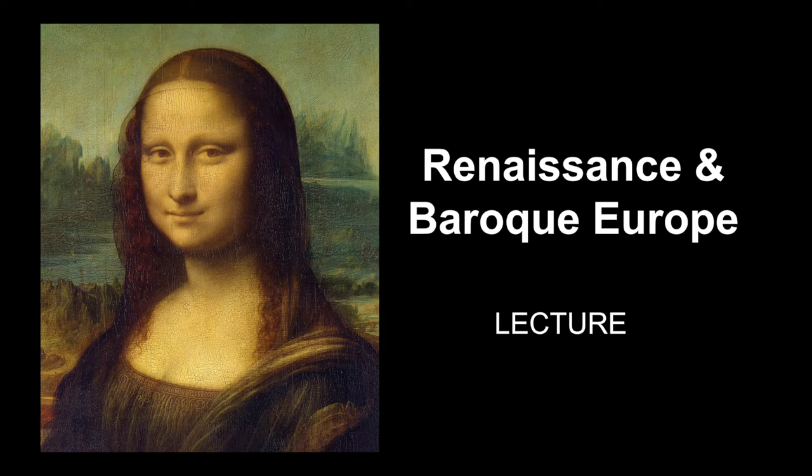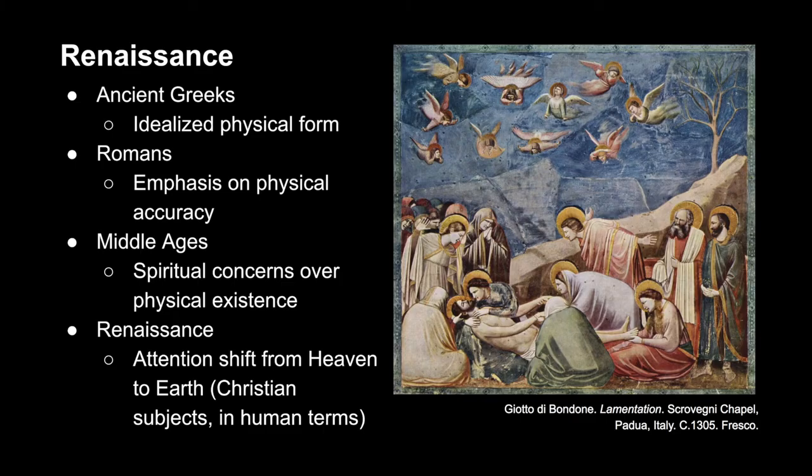In this video, we're going to be discussing the Renaissance and Baroque Europe, primarily looking at the artists who made these periods happen. To kind of get oriented, let's see where we came from. The Greeks idealized the physical form, whereas the Romans shifted, focusing on physical accuracy, even including flaws. Then in the Middle Ages, the dimensional space kind of collapses, and we see the spiritual concerns being more important than physical existence. And the Renaissance brings us right back down to earth, where we have Christian subjects in human terms.